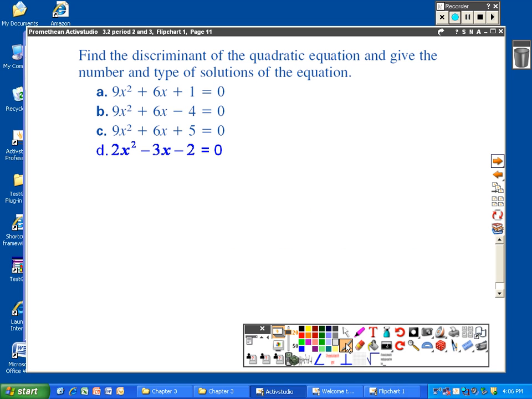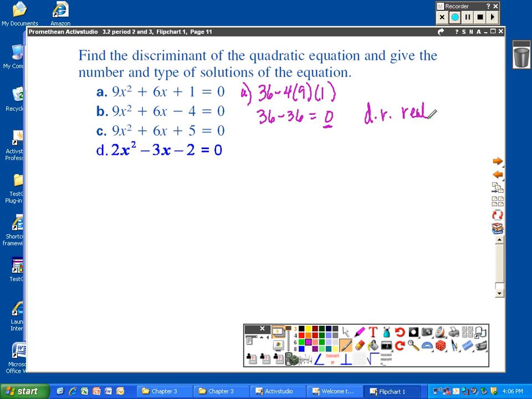So let's just try a couple. b squared minus 4ac. 36 minus 36 equals 0. So what kind of roots will you have? A double root that's real. B, 36 minus 4ac. 36 plus 36, 72. Positive number, not a perfect square, so they will be two real irrational roots.